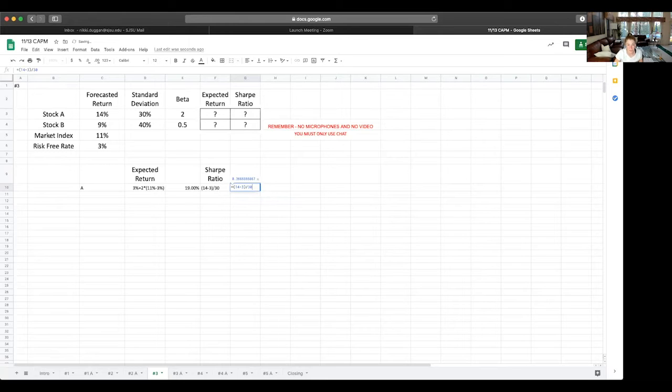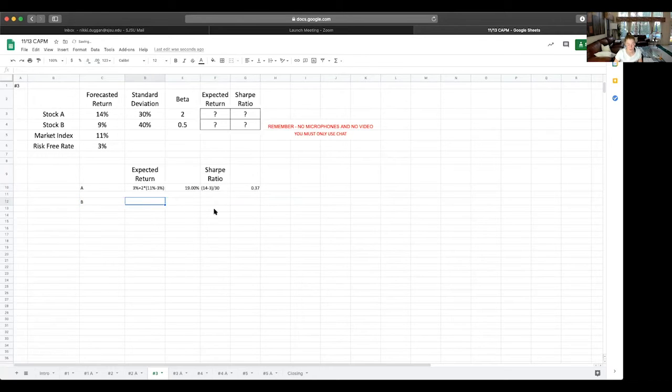So when you solve this, you should get 0.37 for your Sharpe ratio. And then if you do the same thing with B, for the expected return, which is your CAPM equation, you're doing 3% plus your beta, which is 0.5, and then the rest the same, 11% minus 3%.